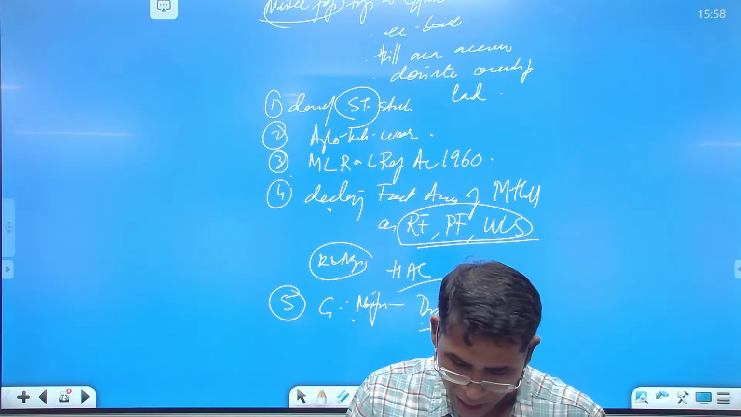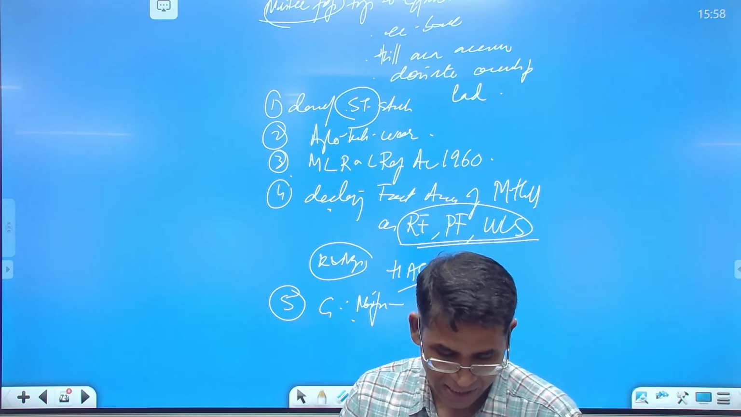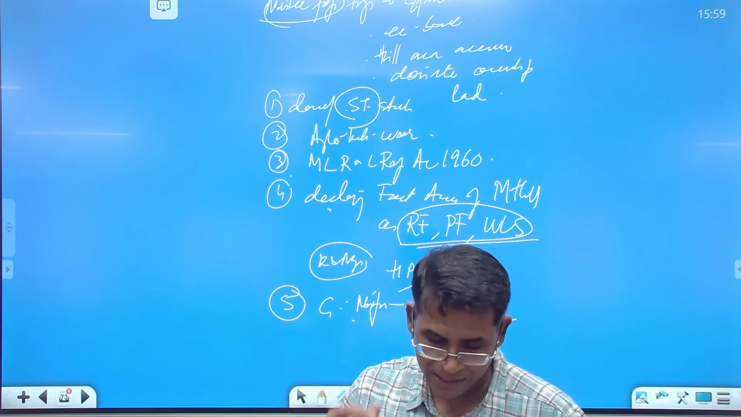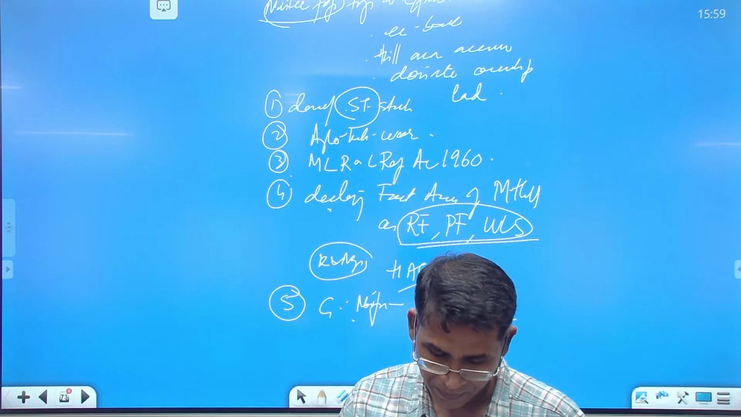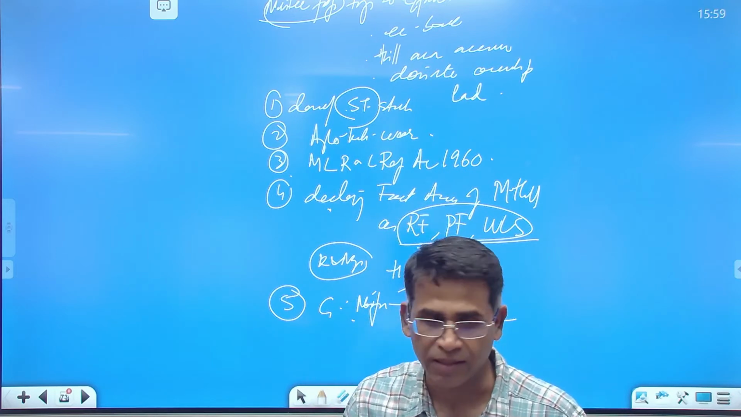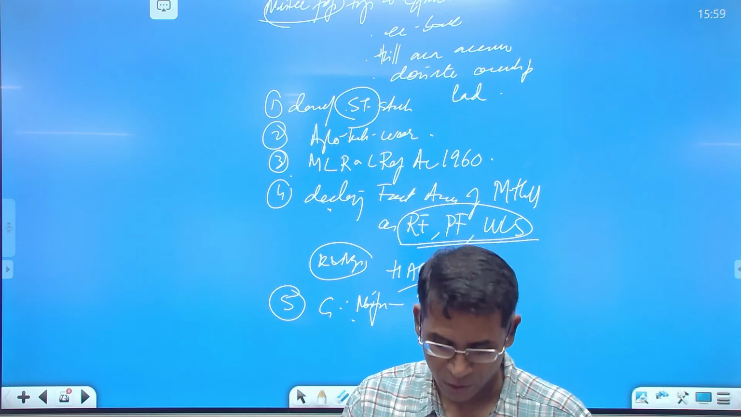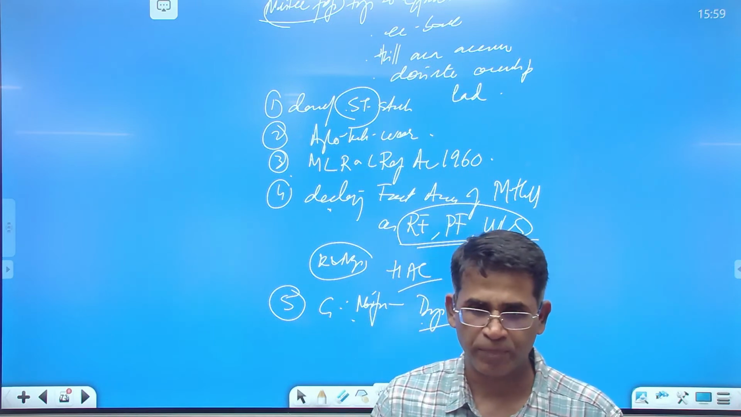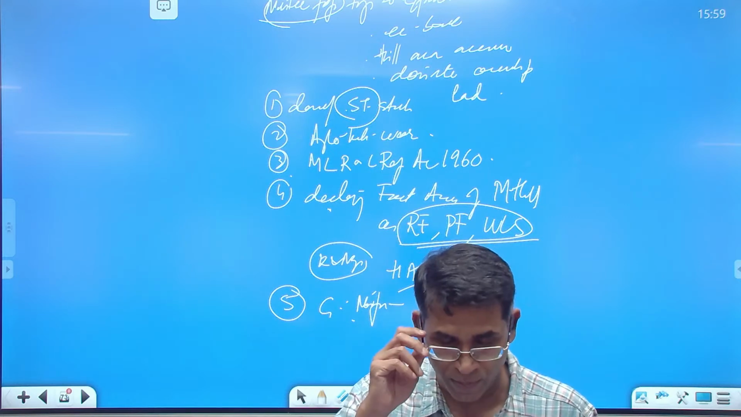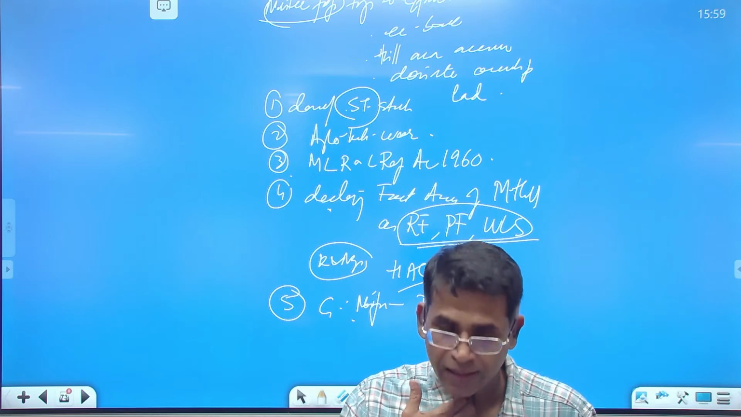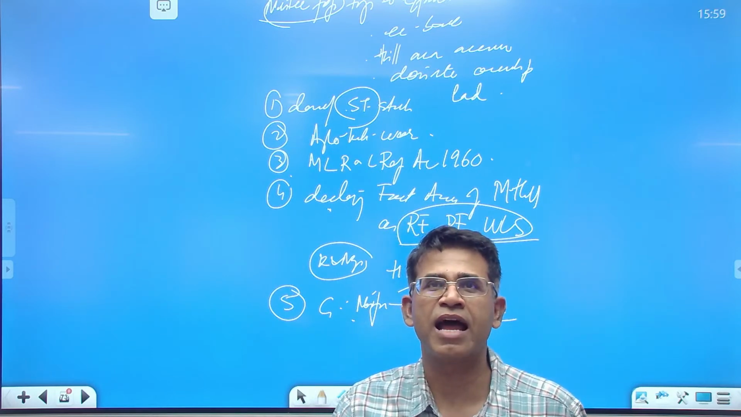One news is, you must know about Railway Vikas Nigam Limited, RVNL. This is declared as Navratna now. It has been given Navratna status in PSUs. It was declared as Mini Ratna in 2013. And its main objective is to implement railway infrastructure projects and develop them on a fast track basis.